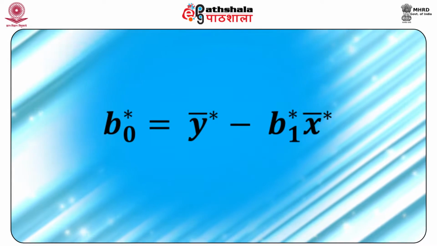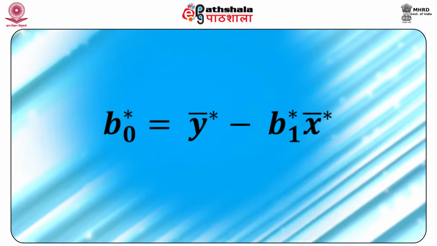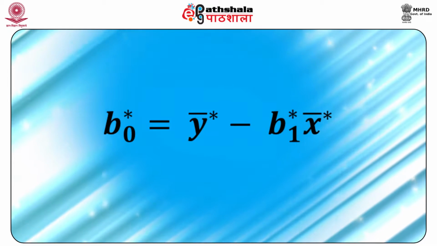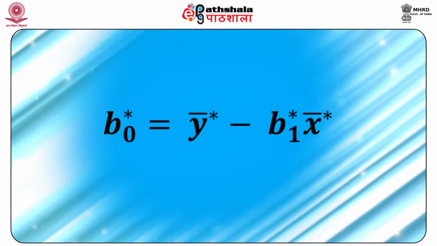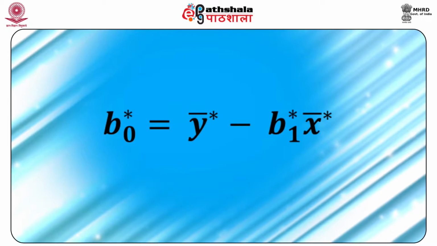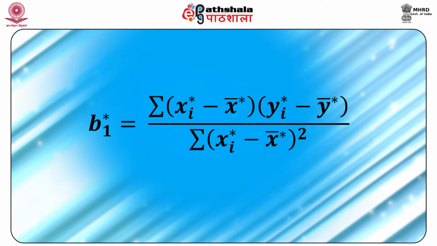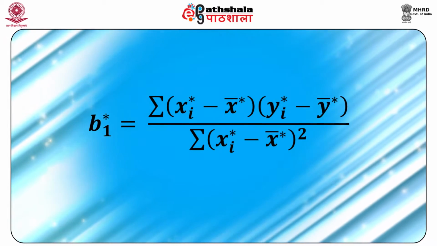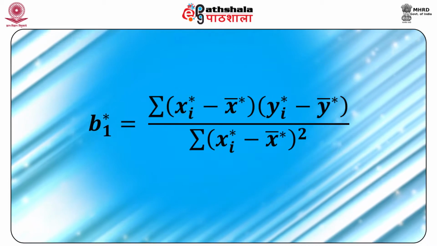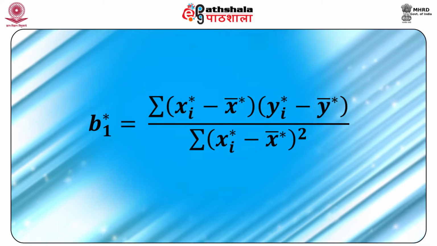But now, if we apply OLS estimates to our new equation, equation 2, where we have used scalars and we have redefined our variables y and x, you may find that now b0 star is equal to y bar star minus b1 star into x bar star, and similarly b1 star is equal to sigma (xi star minus x star bar) into (yi star minus y star bar) upon sigma (xi star minus x star bar) whole square.